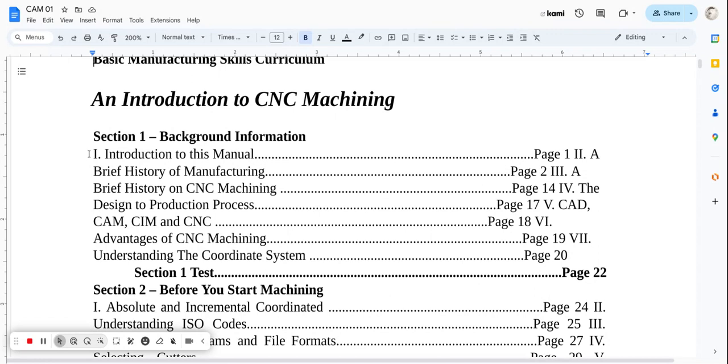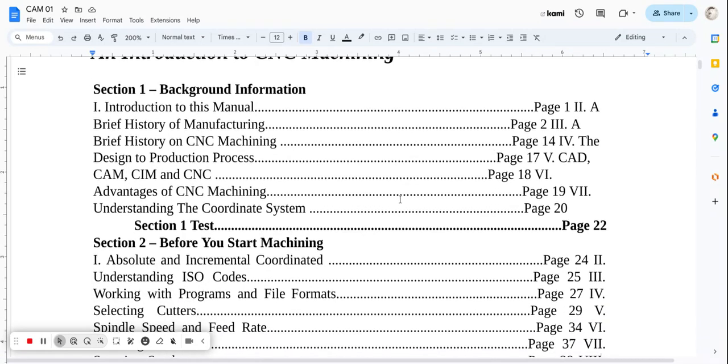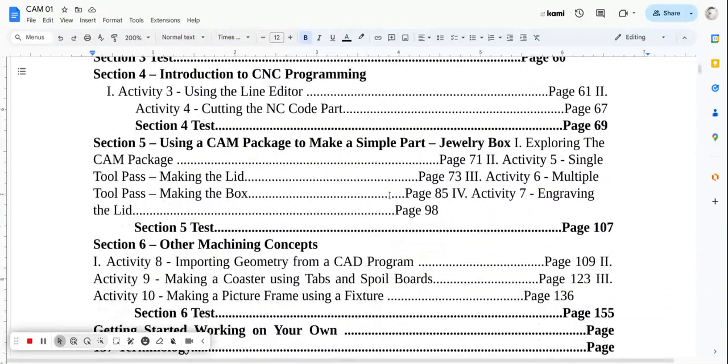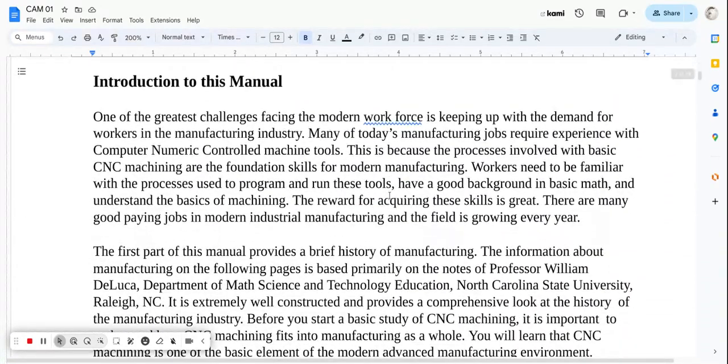Okay, I'm going to briefly cover the manual, history of manufacturing, history of CNC, and then we're going to get into actually what we're going to be doing, the CAM process, the computer-aided manufacturing process, which is what we will be using to make our projects using the CNC machine to cut them out. Okay, so let's get started.